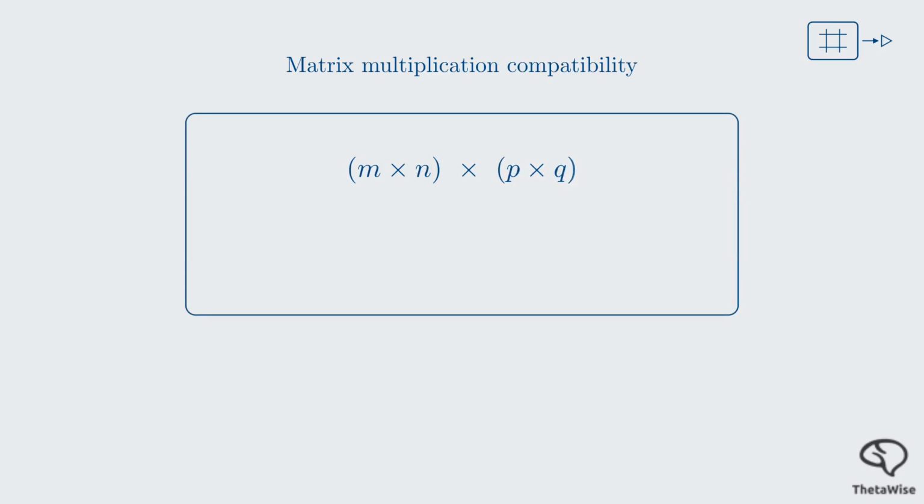Matrix multiplication has a different matching rule. An m by n matrix can multiply a p by q matrix only when n equals p. The inside dimensions must match, and the result has the outside dimensions, m by q. Keep that rule visible. It is the basic compatibility test for matrix machines.